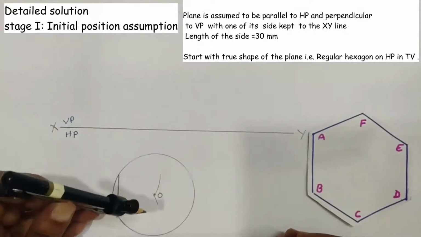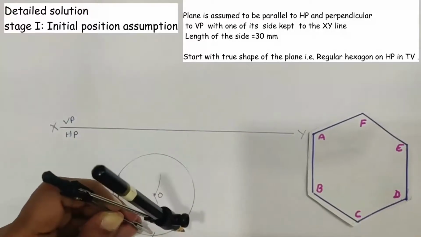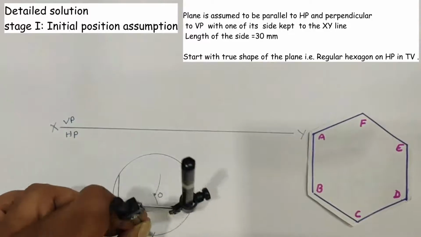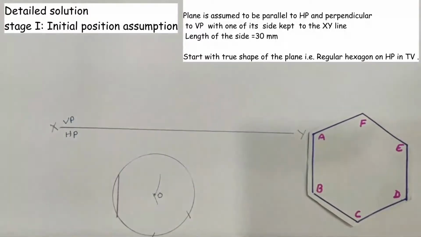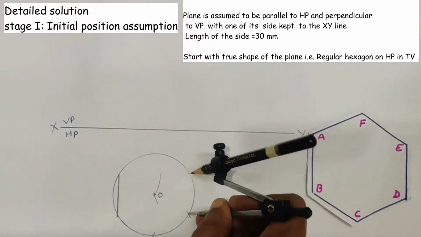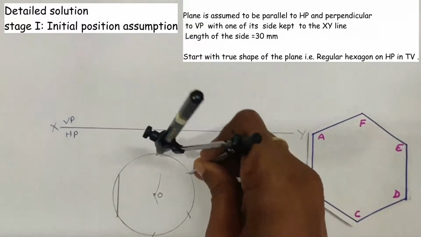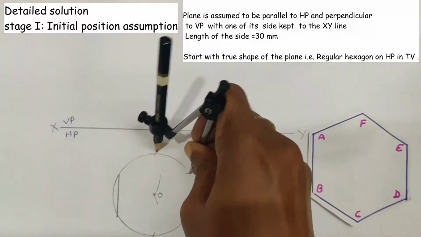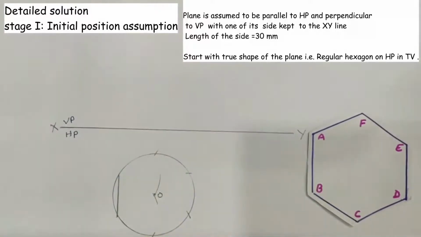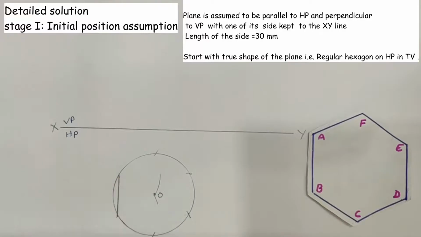Then with AB as a radius and B as a center, draw an arc on the circle. Name this point as C. With C as a center and the same radius, draw an arc and name this point as D, and with D as a center and the same radius, draw an arc and name this point as E, and with E as a center and the same radius, draw an arc and name this point as F. Finally, join the points BC, CD, DE, EF and FA.